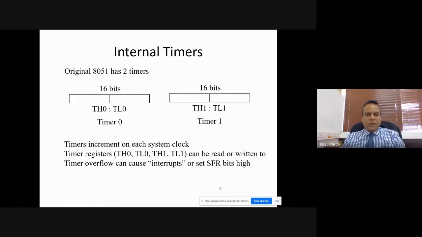You also have internal timers that give you the notion of a system clock, known as TH0, TL0, TH1, TL1, the two timers on the original 8051.